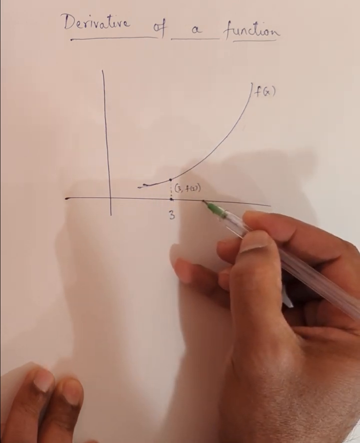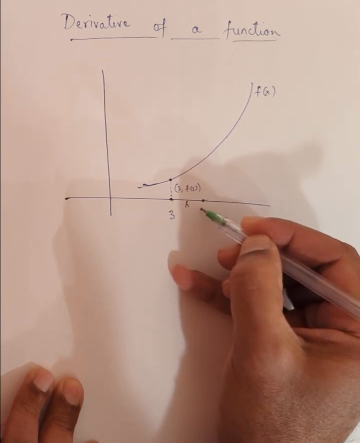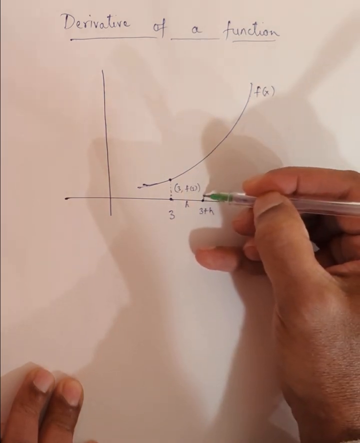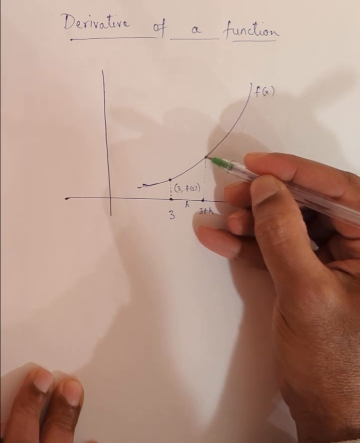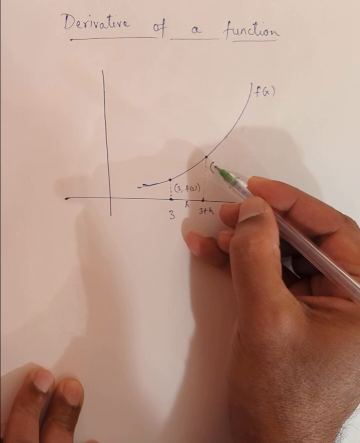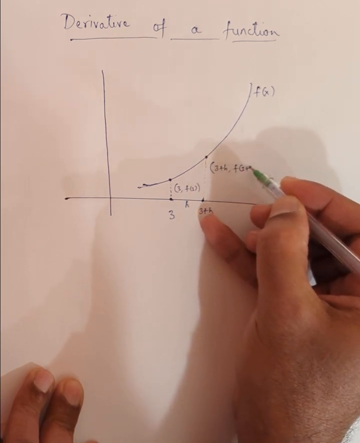Now let's pick some point h units away. So this distance is h. So this point is 3 plus h. Then this height will be f of 3 plus h. So the coordinates of this point are 3 plus h, f of 3 plus h.